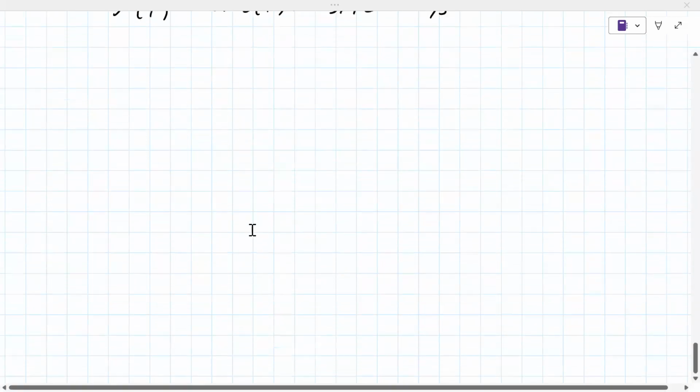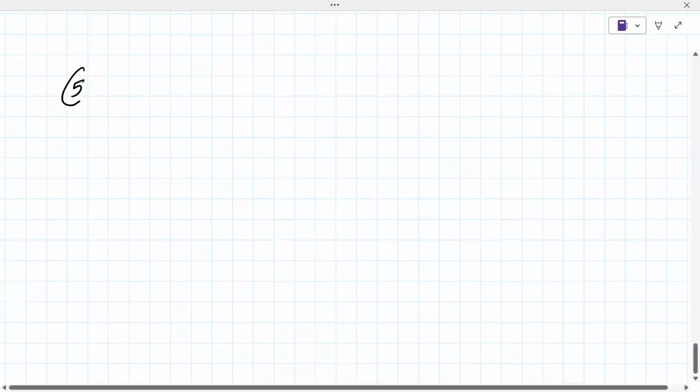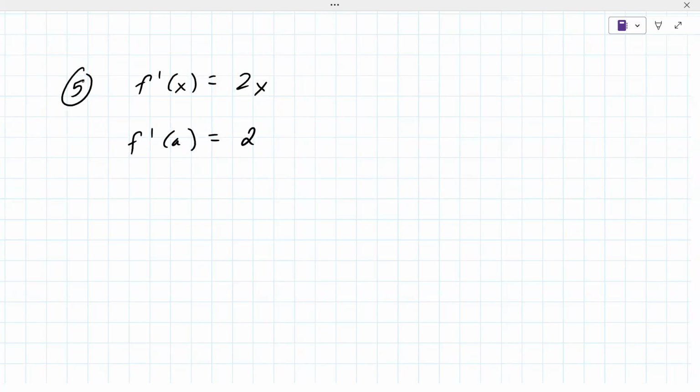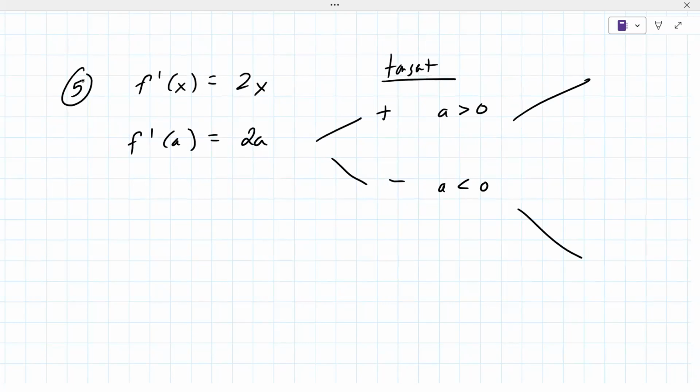So let me just go through these real quick. The derivative f prime of x when you do all the work is 2x. So f prime of a is 2a. So you can say that the tangent is positive for a greater than 0 and negative for a less than 0. And that's the slope of the line. So the tangent line goes up and to the right or down and to the right.